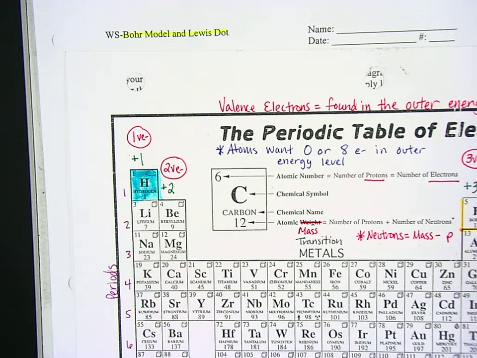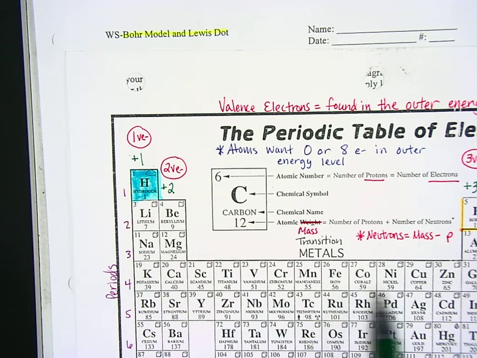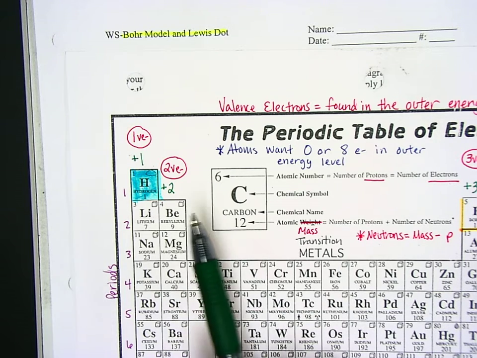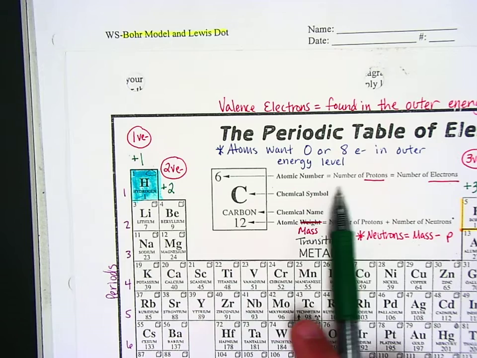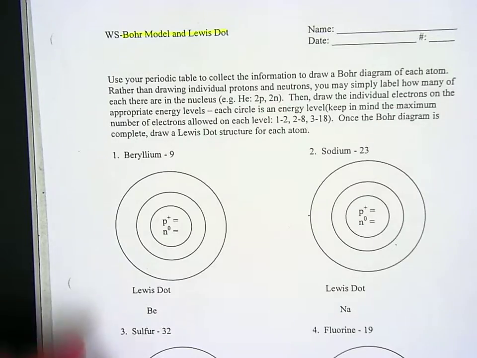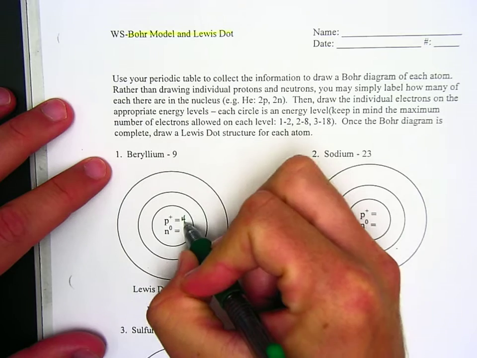It is number 4 here, symbol Be, beryllium. And the mass number is also 9. Remember, these are just averages. Sometimes on this worksheet, the mass number you're given may be slightly different than the one on the periodic table. So, the atomic number tells us that there are 4 protons. So we're going to fill this in here for beryllium. For protons, there are 4.